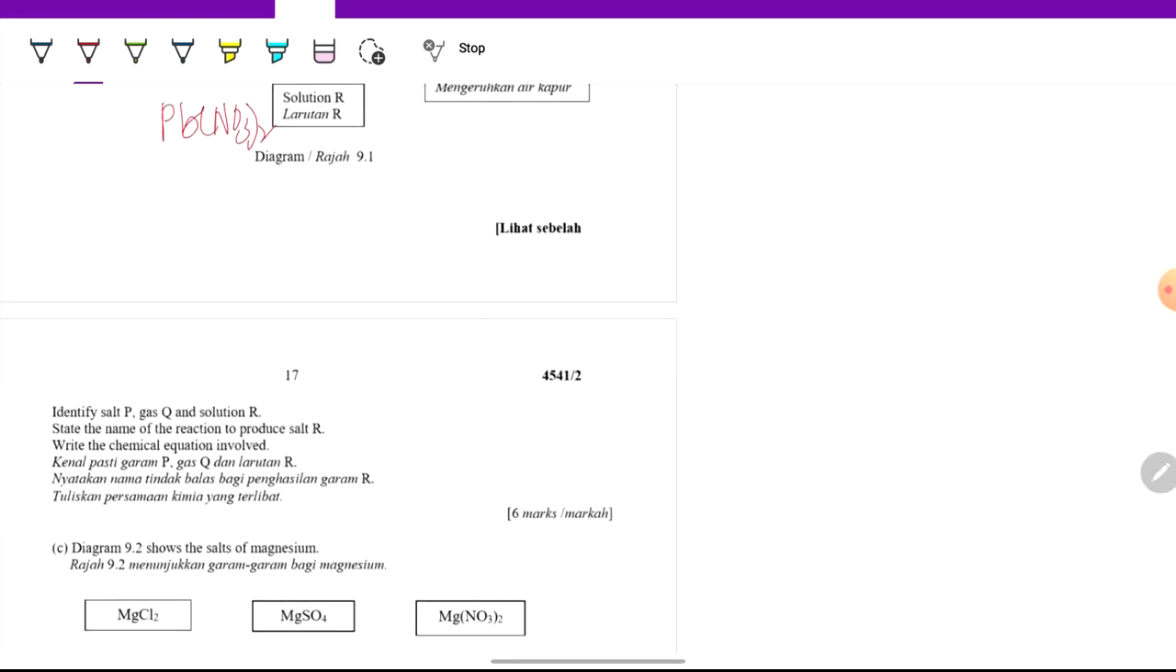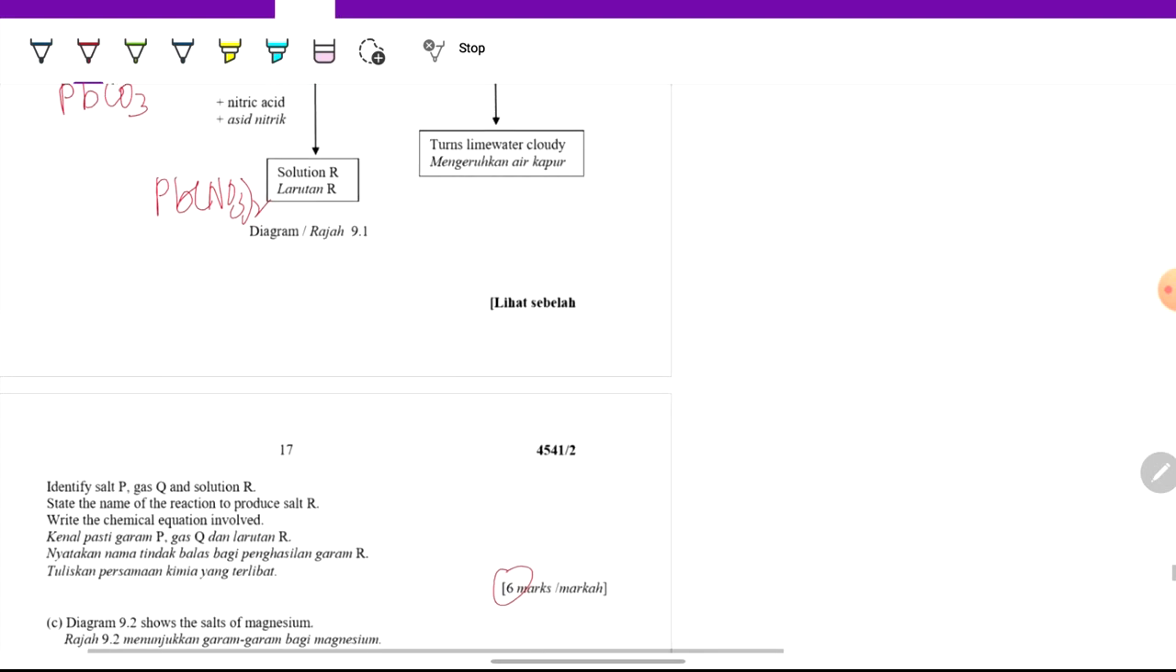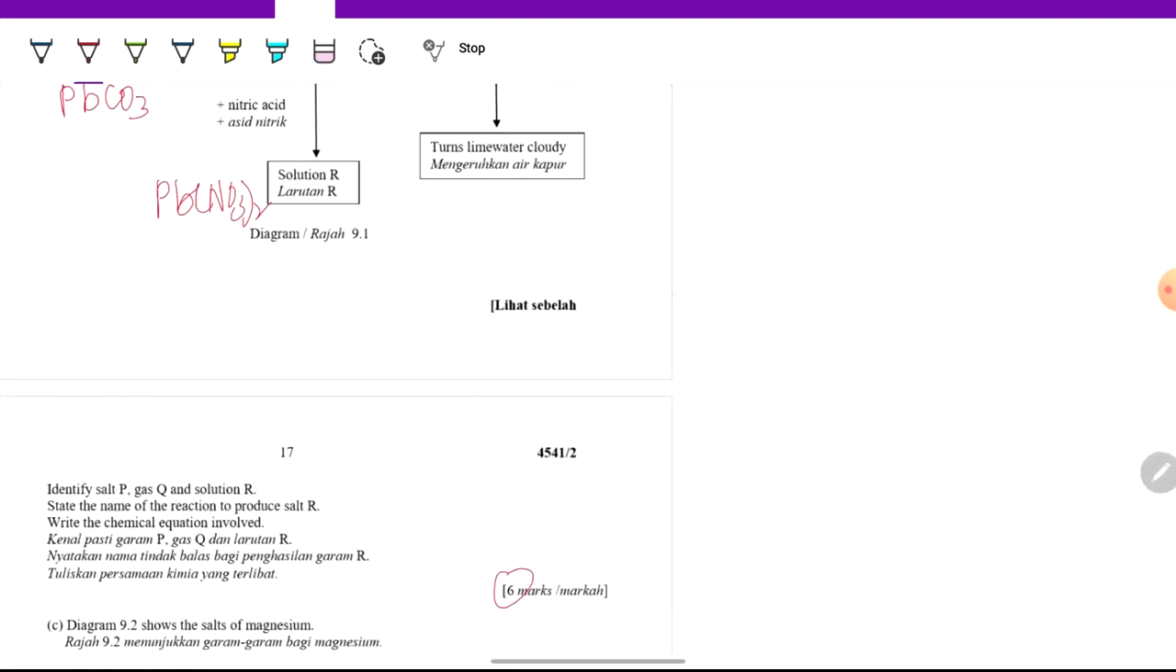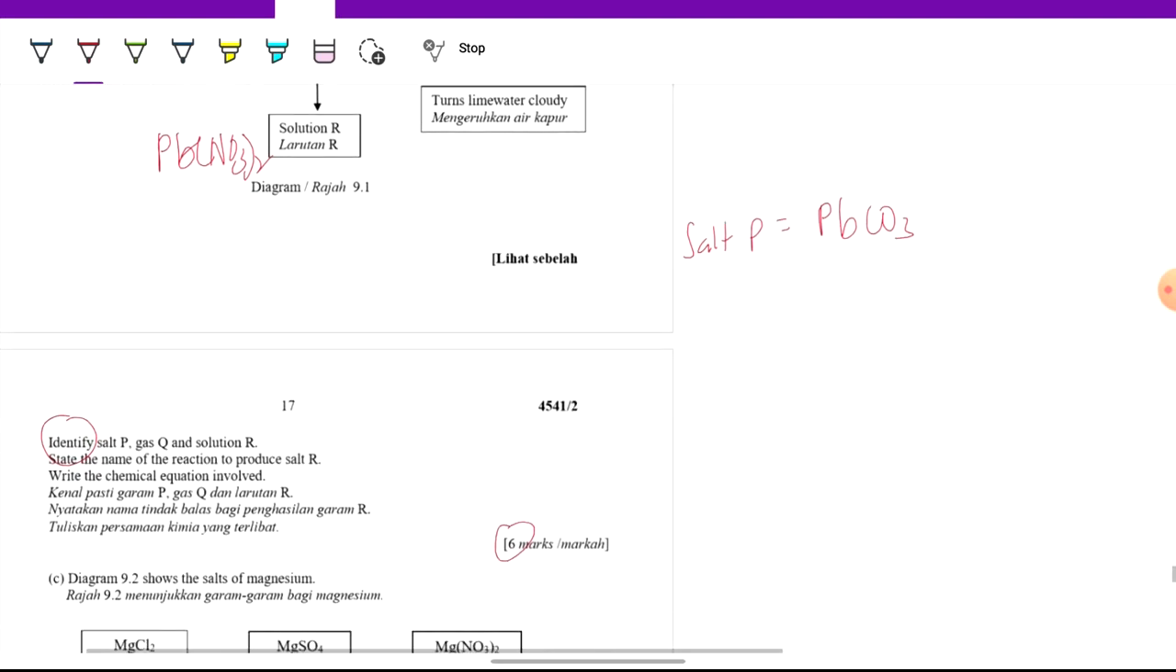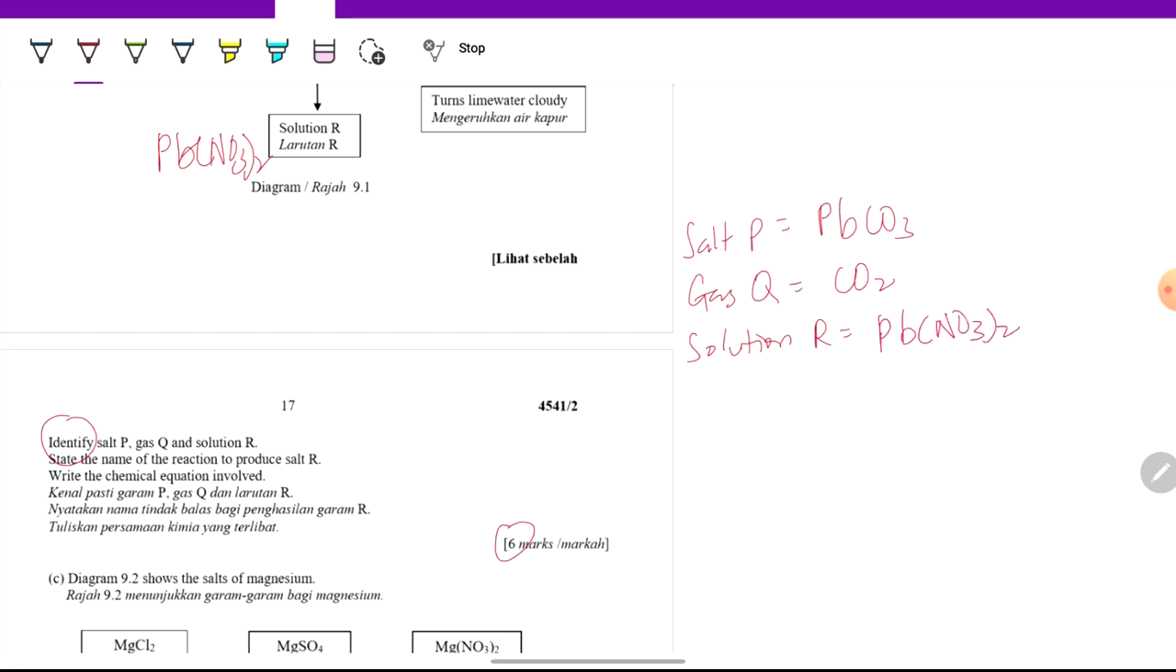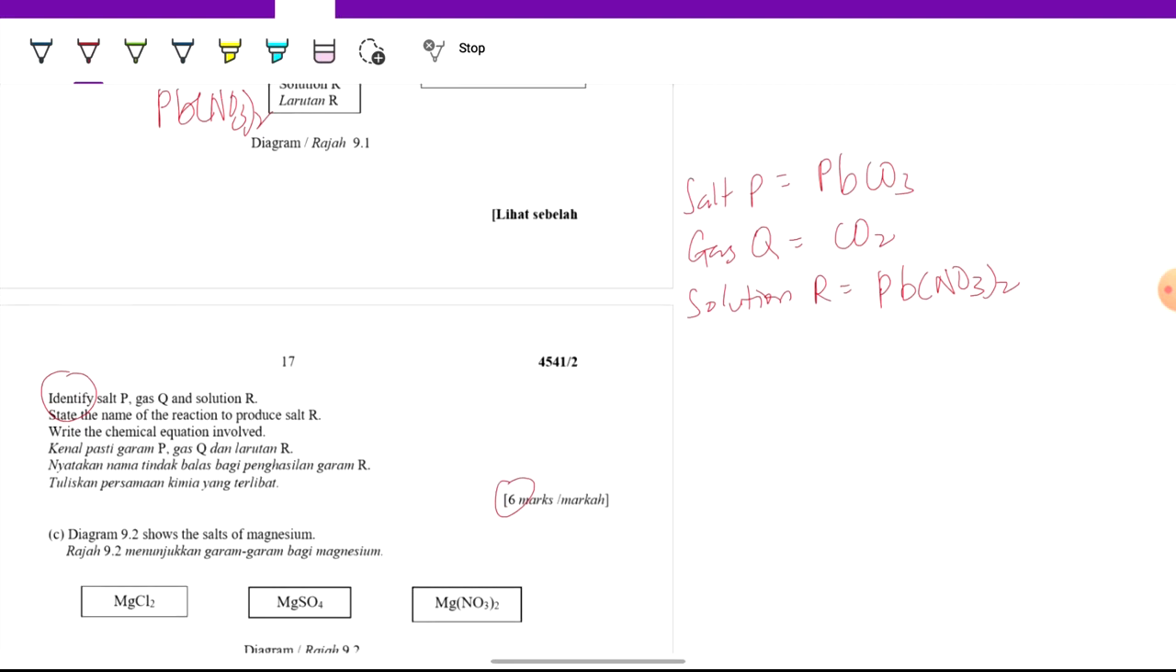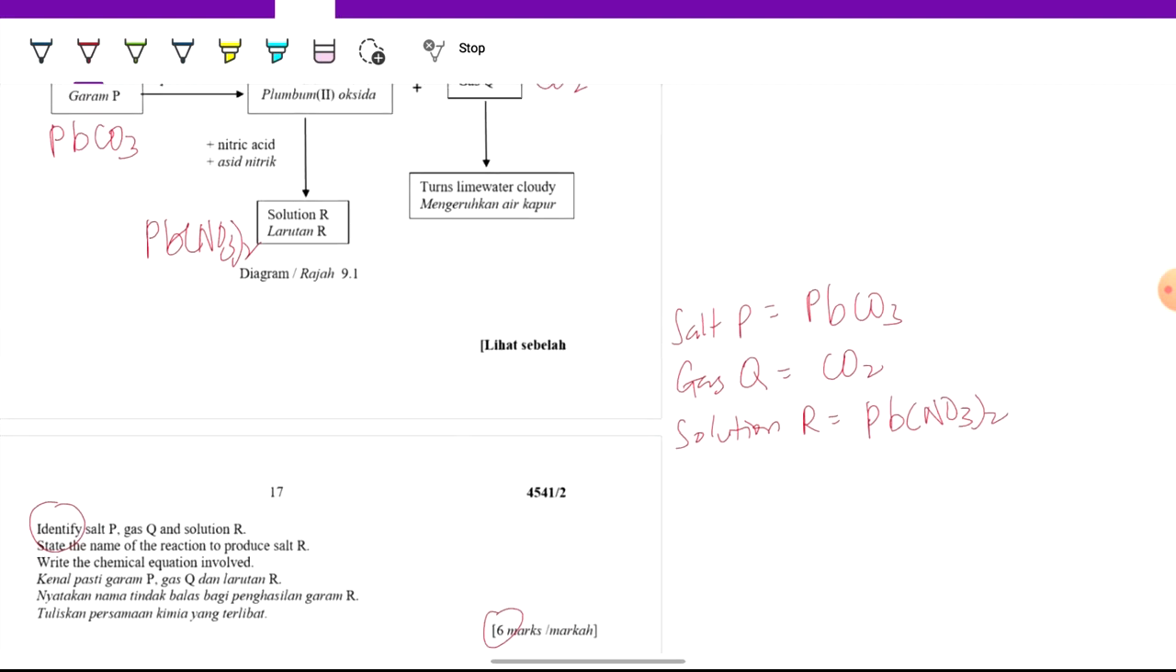Identify salt P, gas Q, and solution R. State the name of the reaction that produced salt R, and write the chemical equation. 6 marks. Salt P will be metal carbonate; we can use the formula or we can use the name. Gas Q is carbon dioxide. Solution R is metal nitrate.